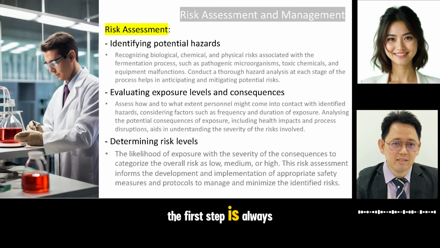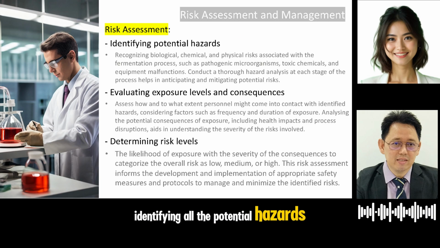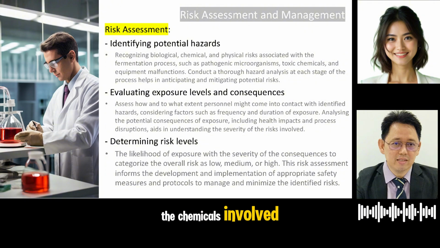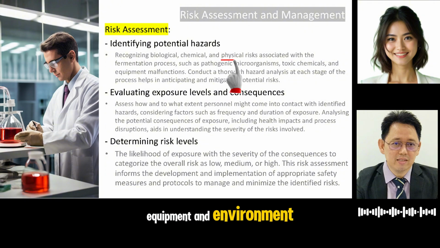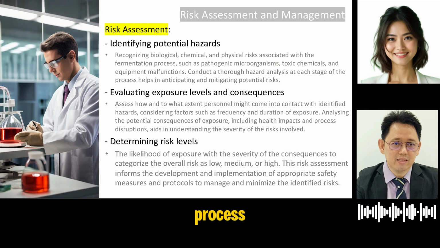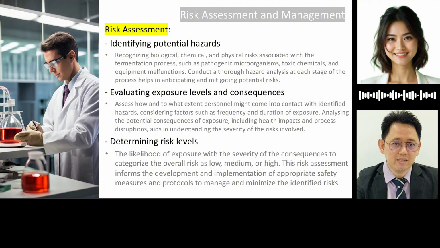The first step is always identifying all the potential hazards. That means looking at everything: the biological agents being used, the chemicals involved, the physical aspects of the equipment and environment. A really thorough analysis at every single stage of the process helps anticipate what could go wrong. Okay, identify the dangers. Then what?